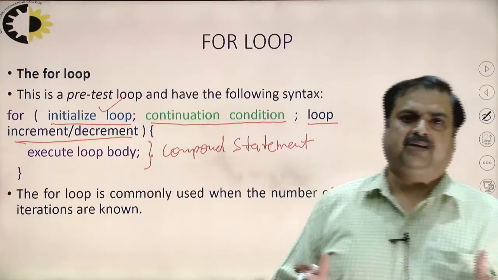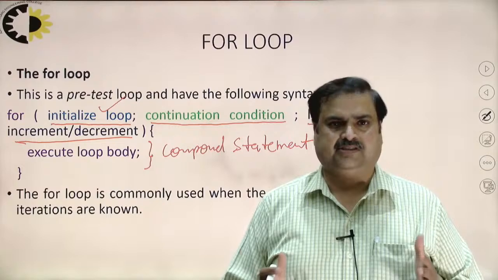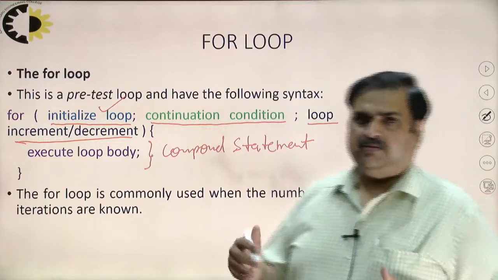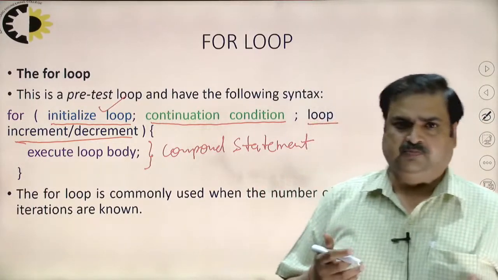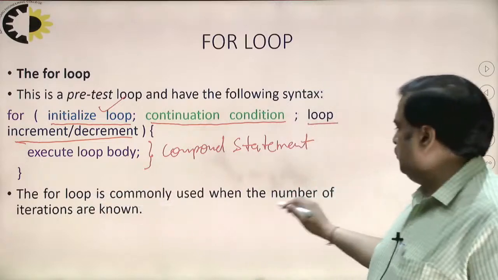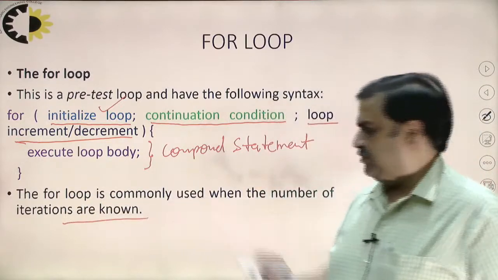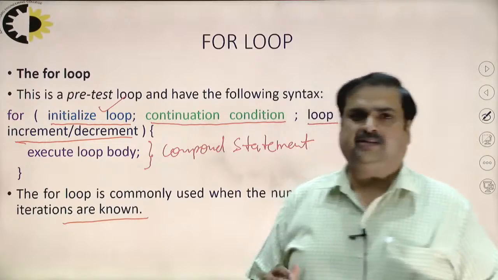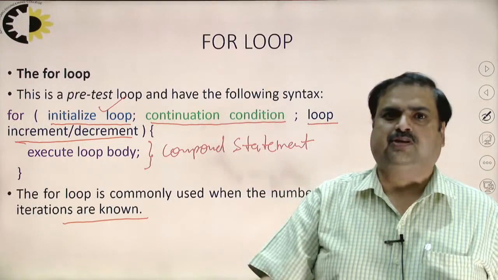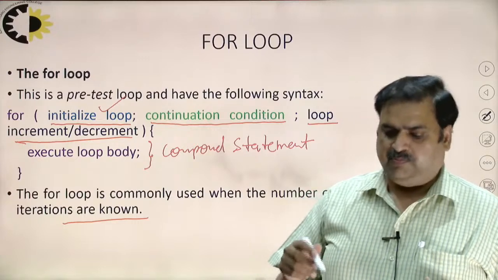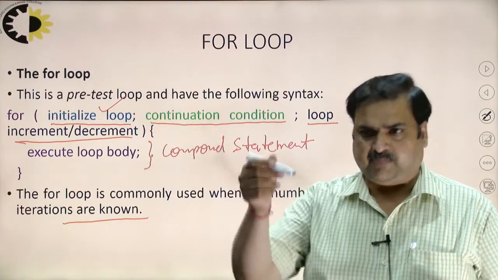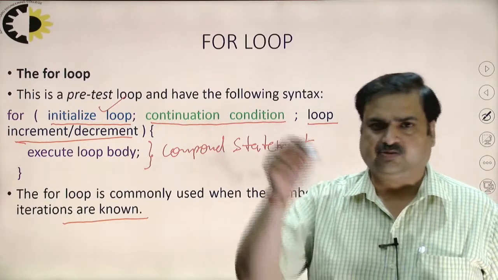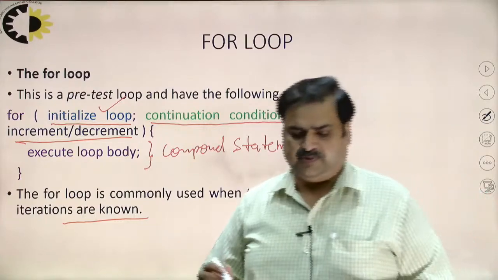Basically, a compound statement is a combination of multiple statements enclosed in curly braces, which we use in the case of if or loops. This for loop is commonly used when the number of iterations is known. I hope you know what iterations mean. An iteration means one single execution of the loop: when control enters the loop, performs the compound statement, and again comes back to check the condition, that one single execution of the loop is called an iteration.